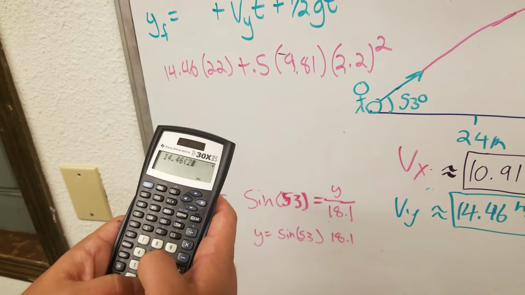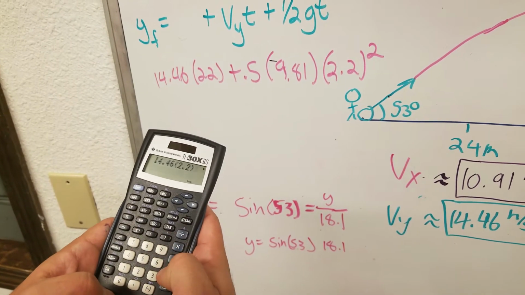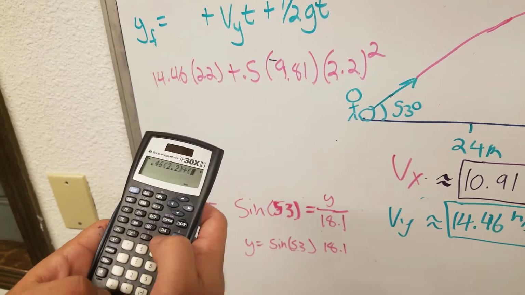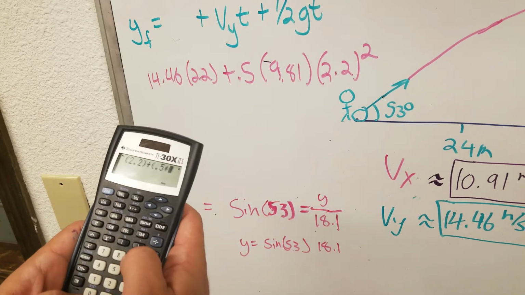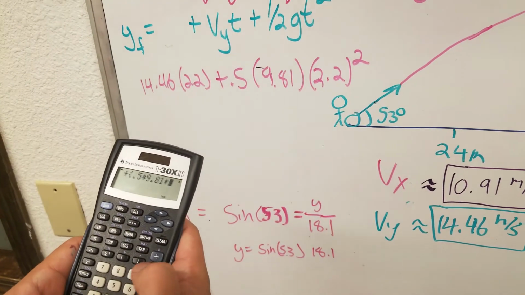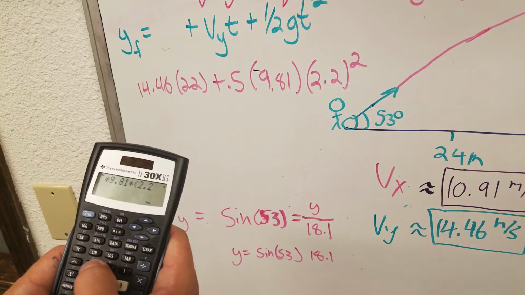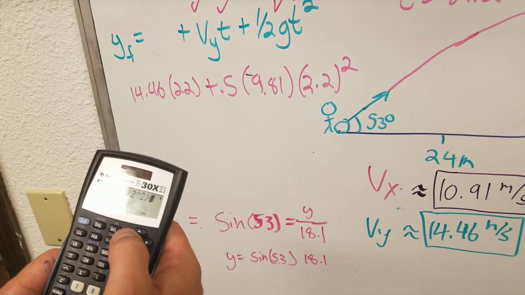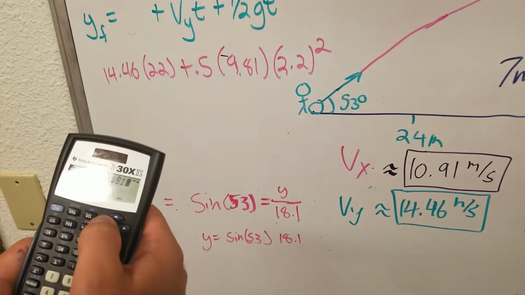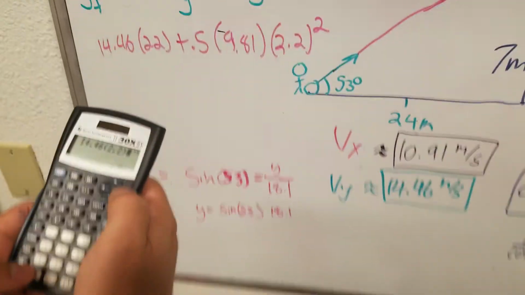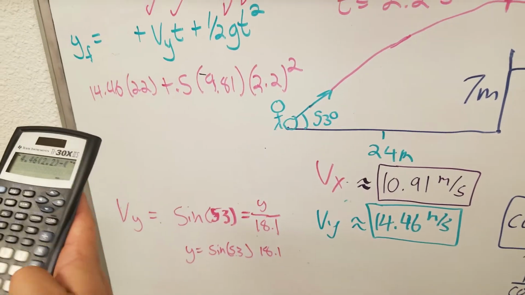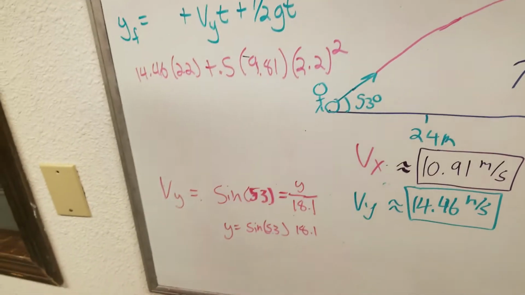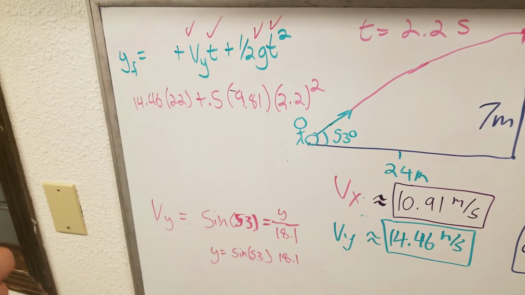14.46 times 2.2, cool, plus, bracket it, 0.5 times 9.81 times 2.2 squared gives us, yeah, I did it again, didn't I? Minus 8.07. That looks better. Okay, that was done right that time.